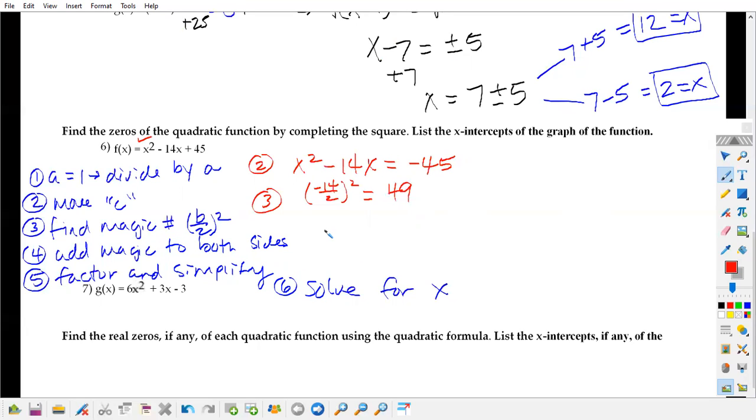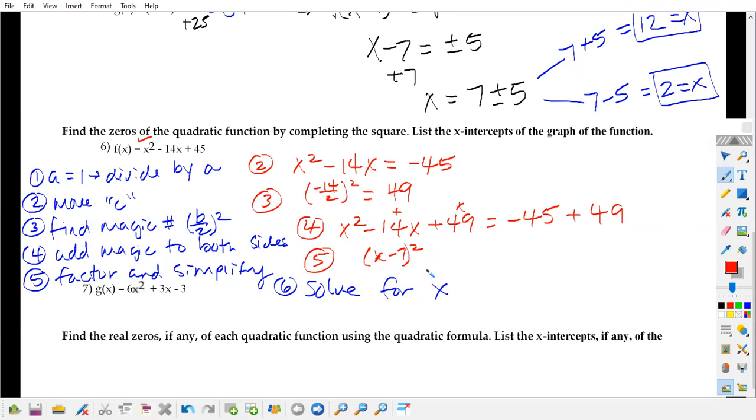Step 4 says to add the magic to both sides. When I add the magic to both sides, I have x squared minus 14x plus 49 equals negative 45 plus 49. Step 5 says to factor and simplify. So what multiplies to give me 49, but adds to give me negative 14? It'd have to be a negative 7, right? And it's going to be 2 of them. So can I just write it squared? Yeah, because it'll be x minus 7 and x minus 7. So I can just write it as squared. And what's negative 45 plus 49? 4.